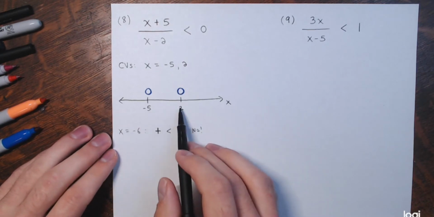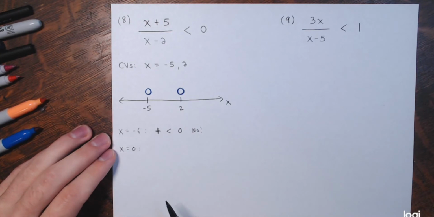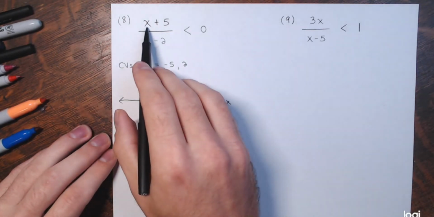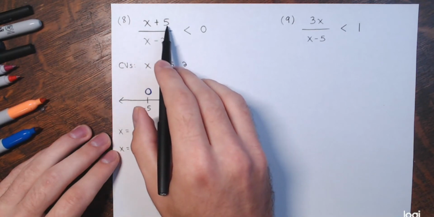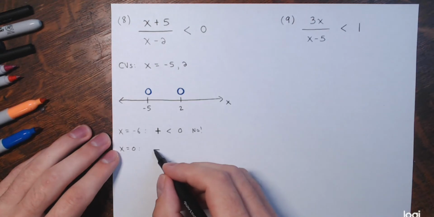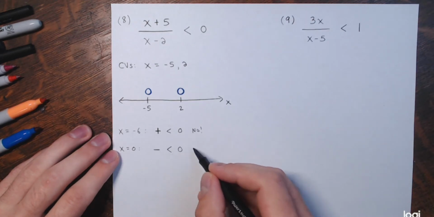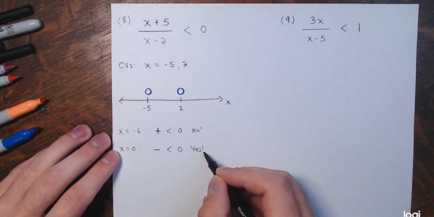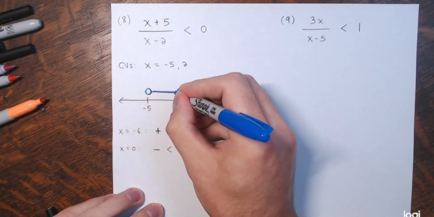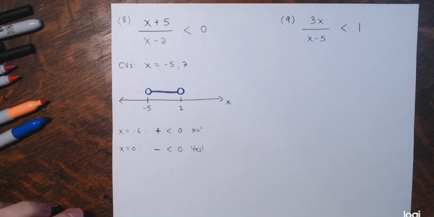Between -5 and +2, again, a nice easy number would be 0 if you can use it. 0's in there. Then if I plug in 0 for x, the numerator is positive, the denominator would be negative. So the number on the left side would be negative. And is a negative number less than 0? Yes, it is. So this interval between -5 and 2, those numbers are solutions.